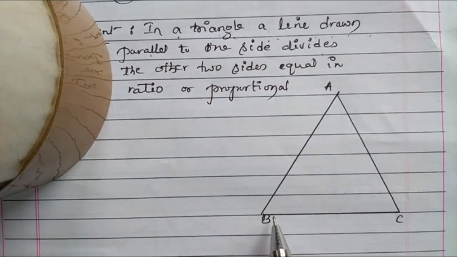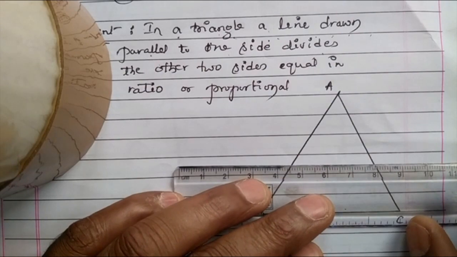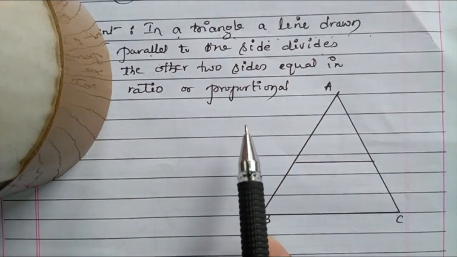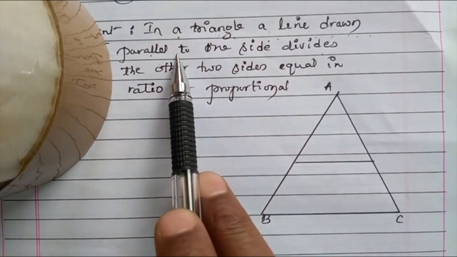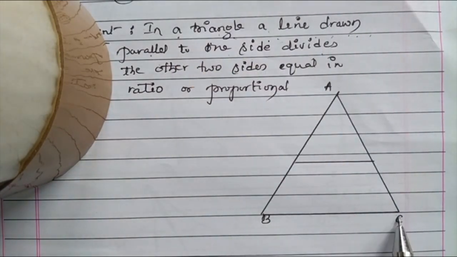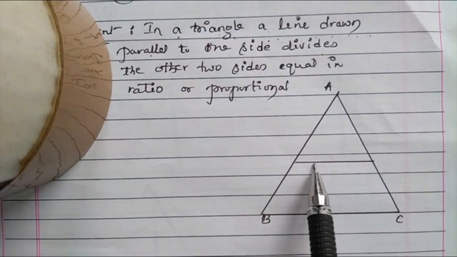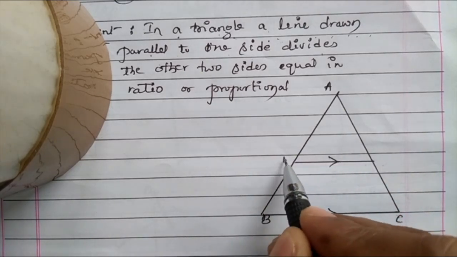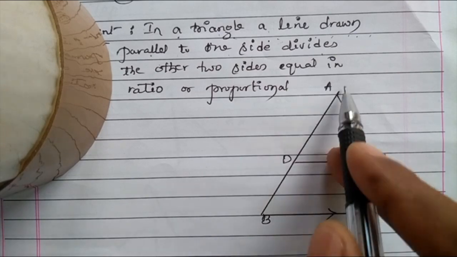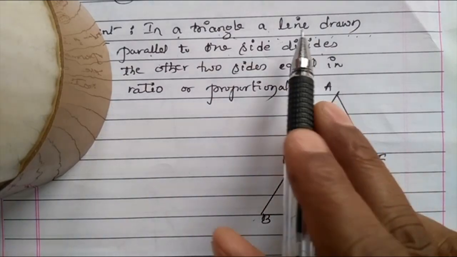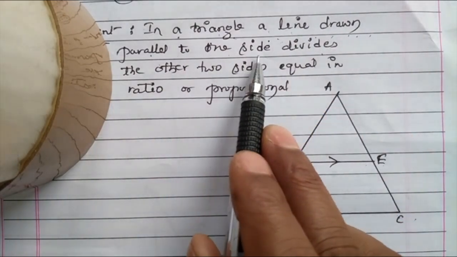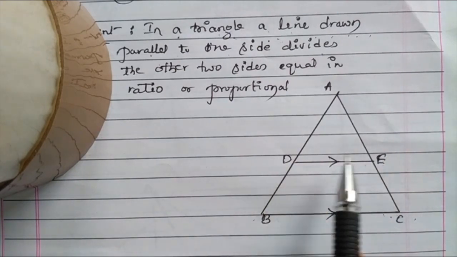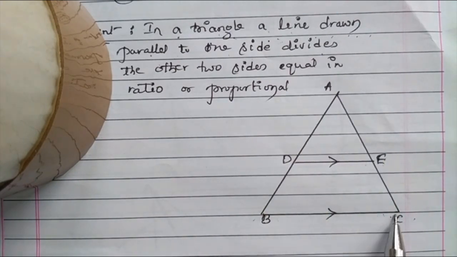So let BC be one side and we'll draw a line. Look, a line drawn parallel to one side. For BC, one side, we are drawing a line that is parallel. Let this line be DE. ABC is a triangle. DE is a line which is drawn parallel to the BC side.